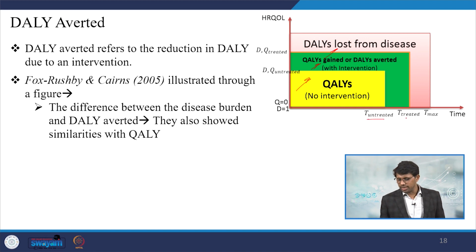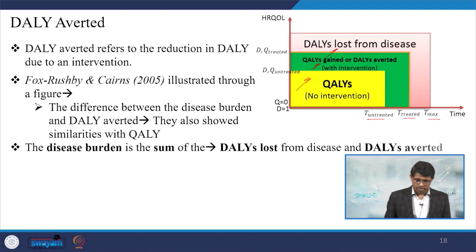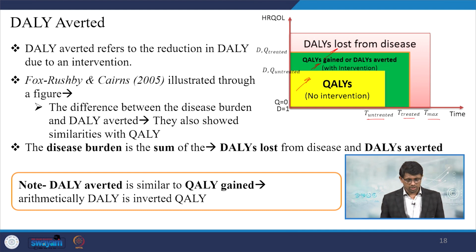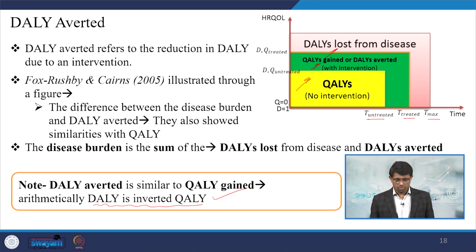First one is untreated, then treated, and the maximum T till the death is presented. We are actually referring to these authors. So, we need to mention very clearly that DALY averted is similar to QALY gained. Arithmetically, DALY is the inverse of QALY. This is most important for your questions in the exam.